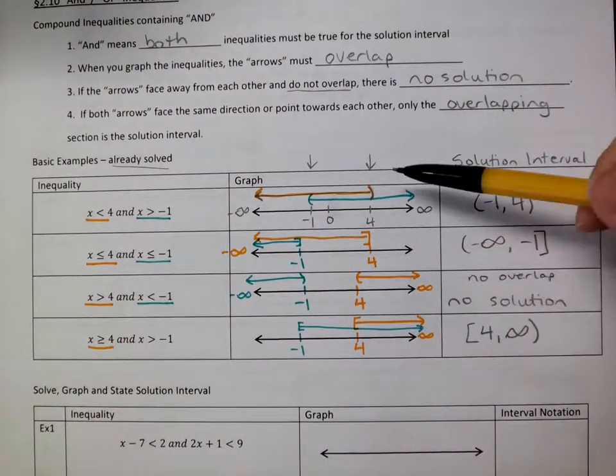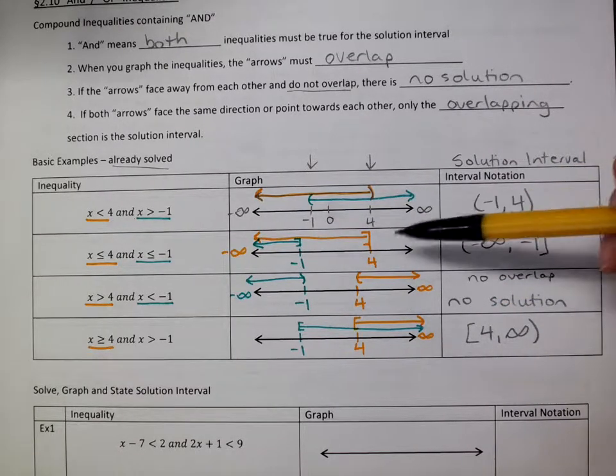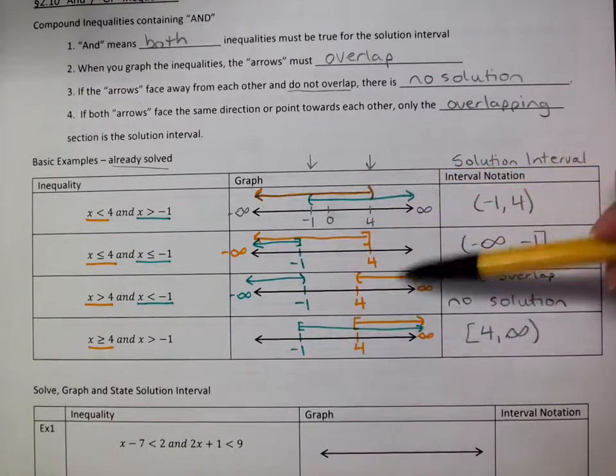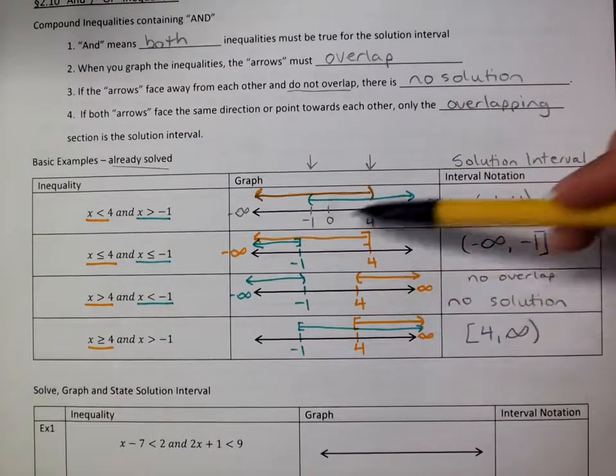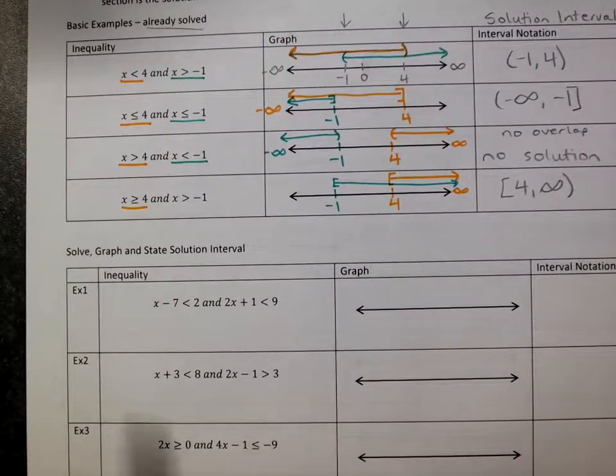So the graph here is extremely helpful to getting your solution interval. Without the graph, it's really hard to visualize. So always draw your graph, even if the homework doesn't ask for it. Draw your graph so you can see your solution interval. And again, you're looking for where they overlap. So let's look at some examples here.